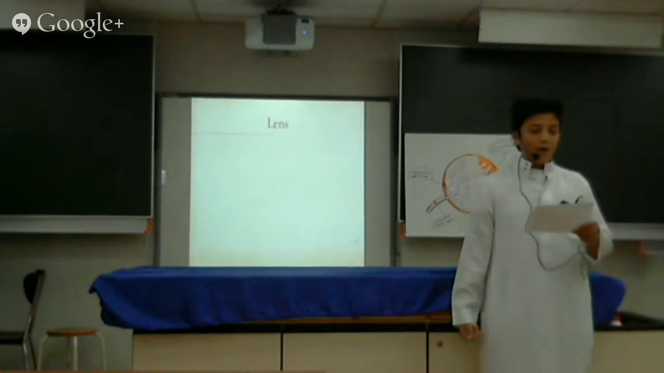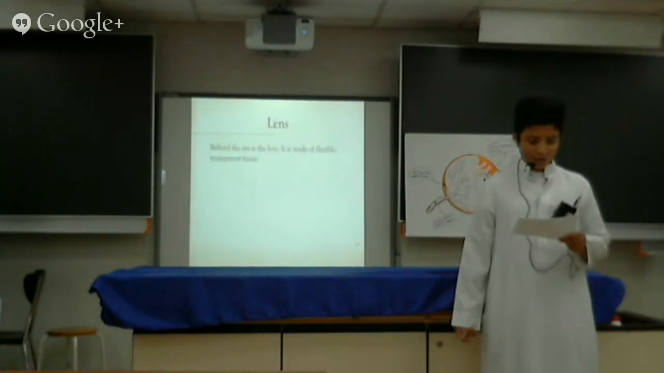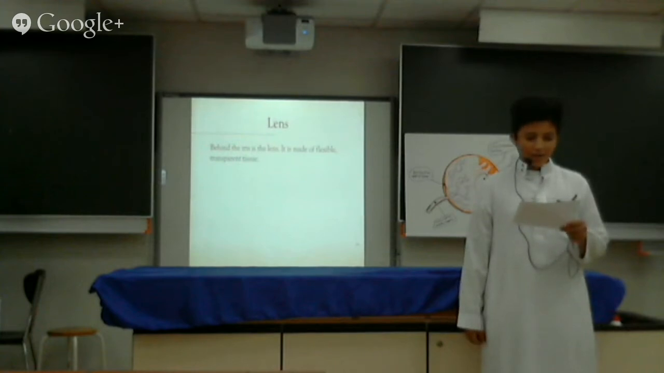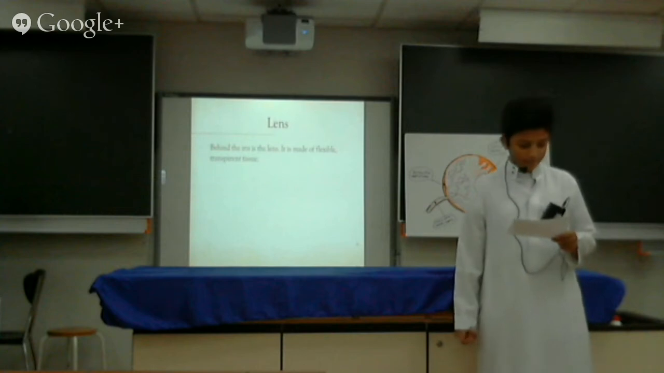The lens. Behind the iris is the lens. It's made of flexible transparent tissue. The lens enables the eye to form a sharp image of nearby and distant objects.